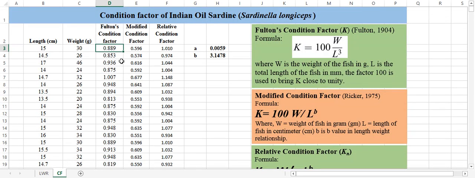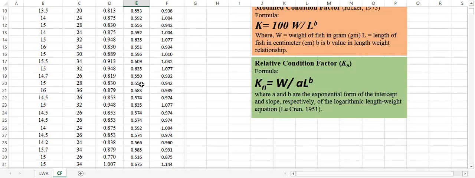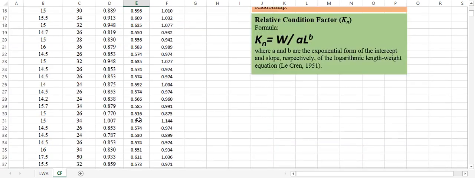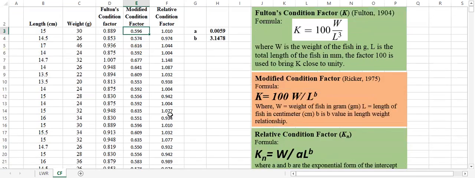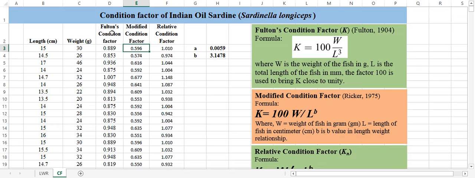If we look at the modified condition factor, it is also good, at 0.5, 0.6, 0.7. So it is also very good. And if we look at the relative condition factor, it also lies between 0.9 and 1, so 0.9, 0.8 and 1. So it's also very good. So this is all about the three types of condition factor of a marine species, the Indian oil sardine.